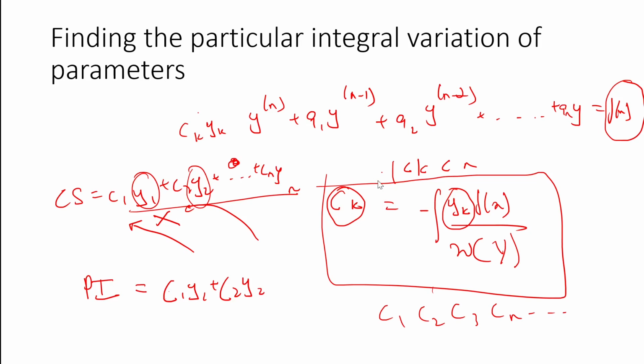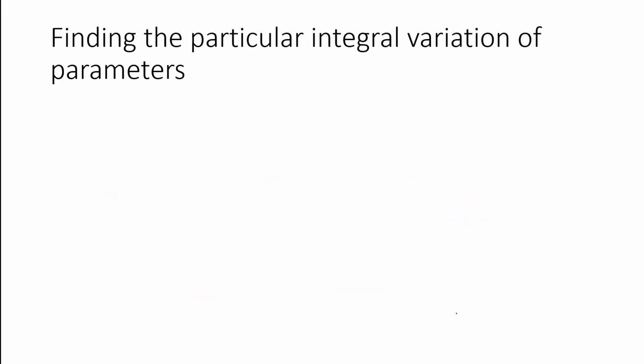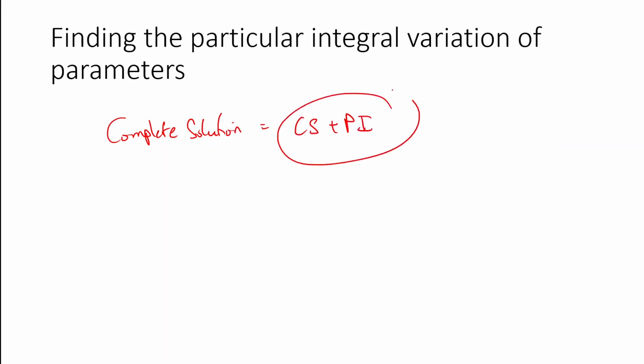What to do after we get the particular integral? The problem is done, because the entire solution is equal to the complementary solution plus the particular integral. Very simple. Find the particular integral using the Wronskian formula, find the complementary solution using the method, and using variation of parameters you can solve pretty much any non-homogeneous higher order ODE.